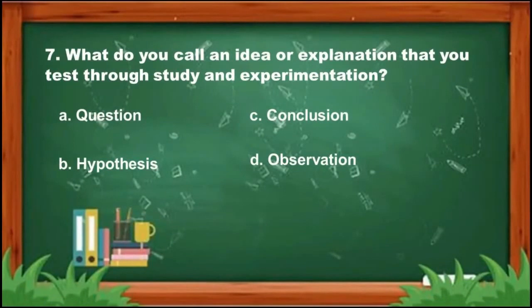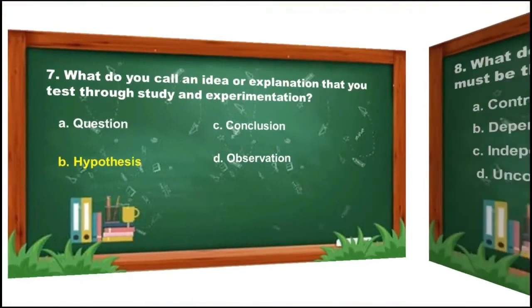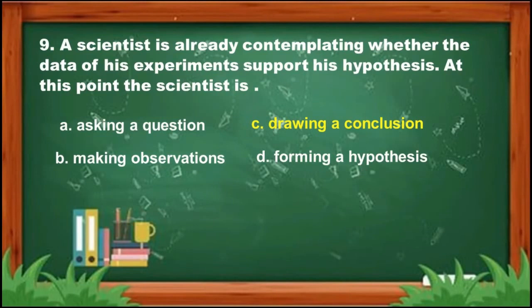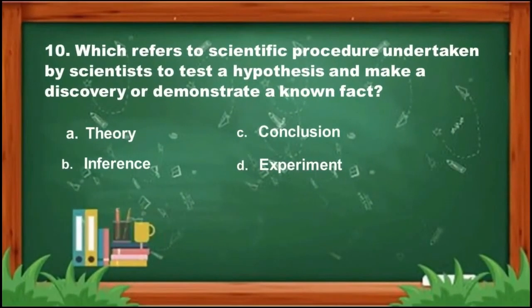Number seven. The correct answer is B. Hypothesis. Number eight. The correct answer is A. Controlled variables. Number nine. The correct answer is C. Drawing a conclusion. And number 10. The correct answer is D. Experiment.